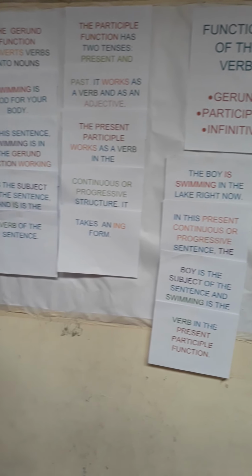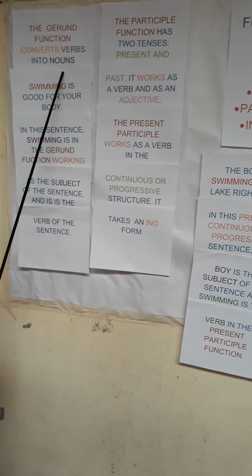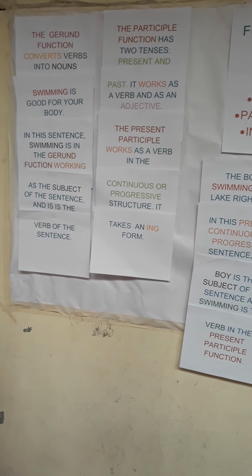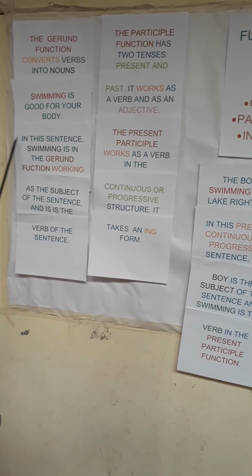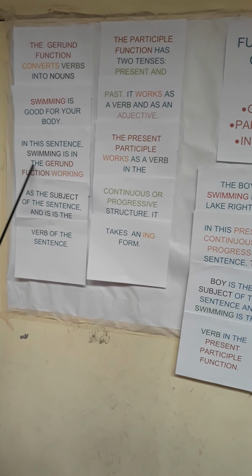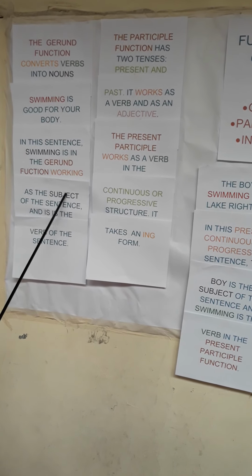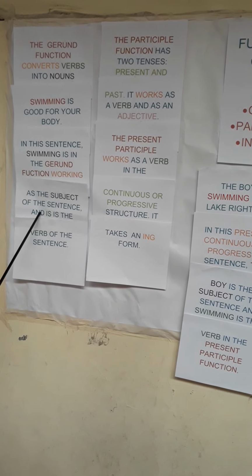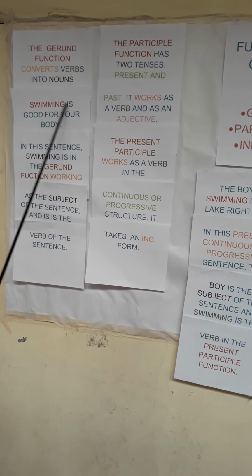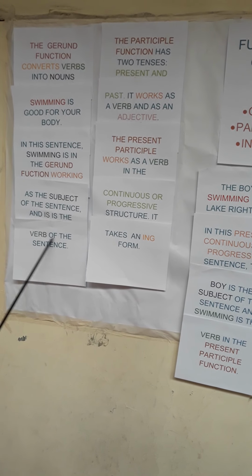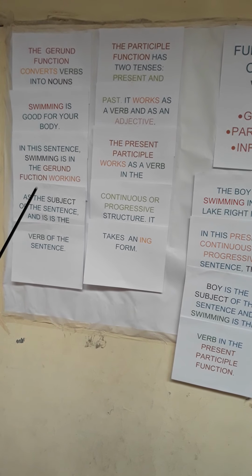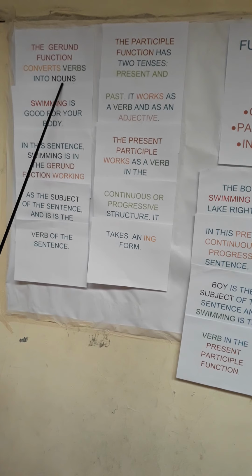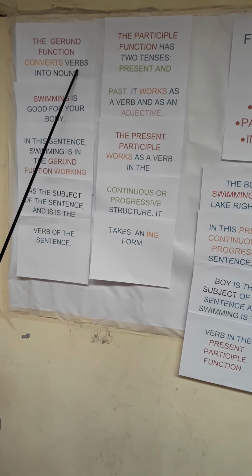The gerund function converts verbs into nouns. For example, swimming is good for your body. In this sentence, swimming is the gerund function working as the subject. As you can see, it is the subject of the sentence, and is is the main verb of the sentence. So as you can see, the gerund function works as a noun, not as a verb.